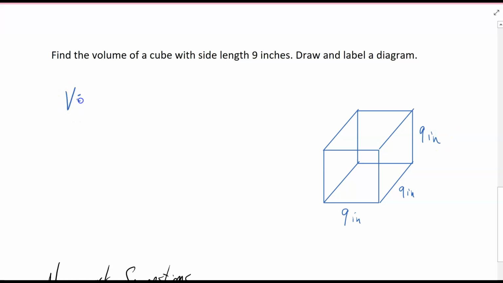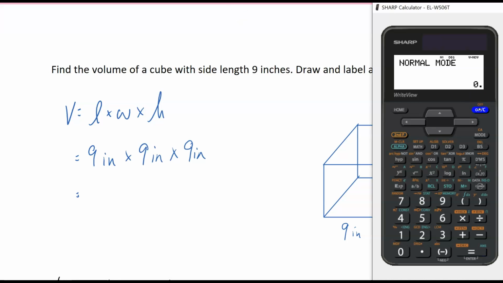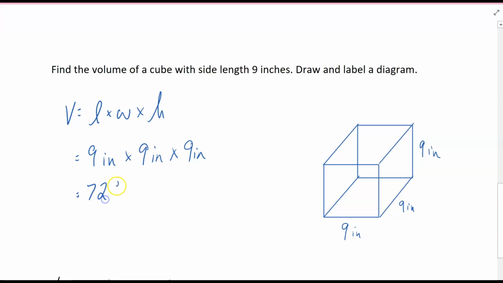So the volume is equal to length times width times height, or width times length times height, whatever order. It's all getting multiplied, so it doesn't matter what order. This is 9 inches times 9 inches times 9 inches. Well, 9 times 9 times 9 is 729 cubic inches. Okay, so that's the volume of a rectangular solid and specifically a cube.